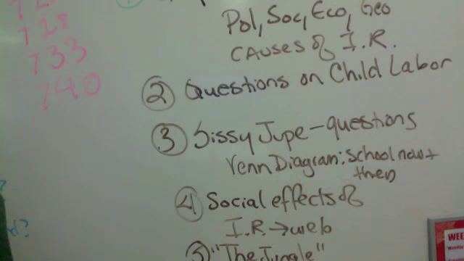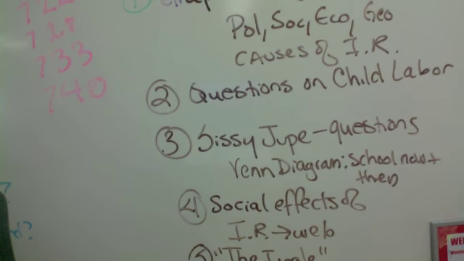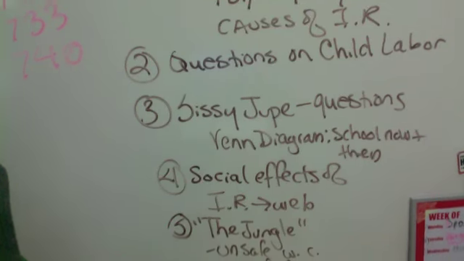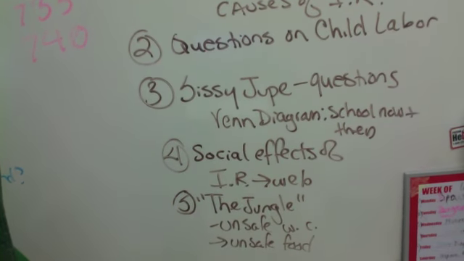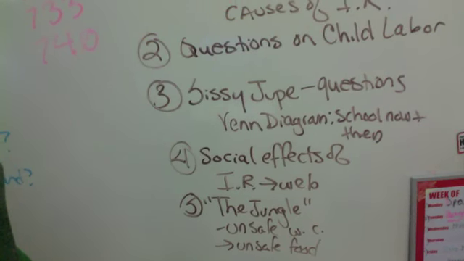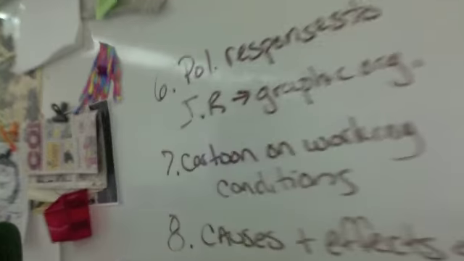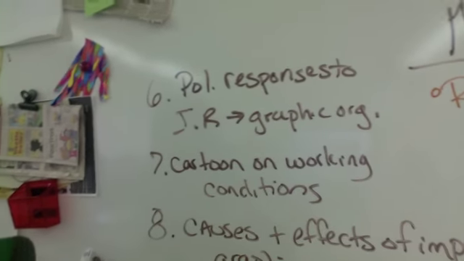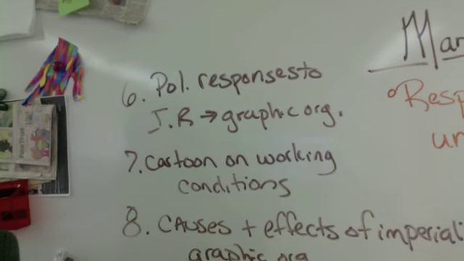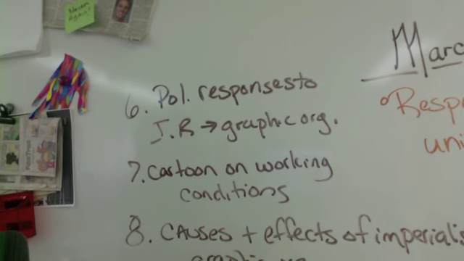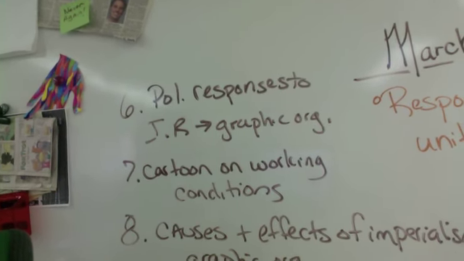Fourth are the social effects of the Industrial Revolution. That was a web that you made. Fifth was on the reading of The Jungle. You had a graphic organizer on unsafe working conditions and unsafe food. Moving over, number 6 is a graphic organizer on the political responses to the Industrial Revolution. That was on communism, socialism, and even labor unions.